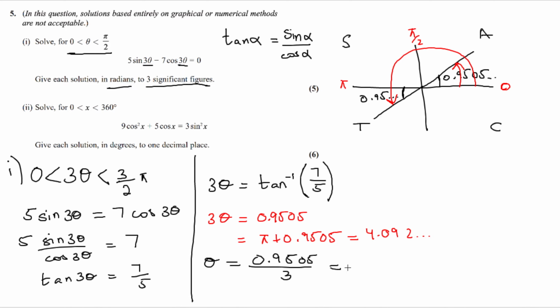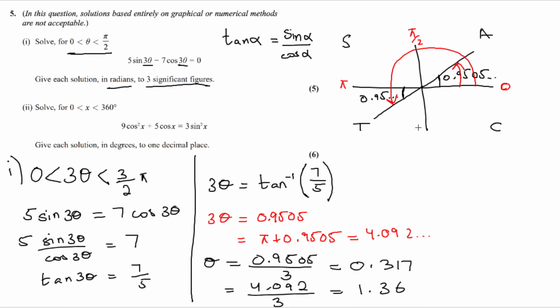0.9505 divided by 3 gives me 0.3168. So to 3 significant figures, it would be 0.317 radians, and another solution is 4.092, and so on, divided by 3. 4.092 divided by 3 gives me 1.364, which is 1.36 to 3 significant figures. So 1.36 radians.